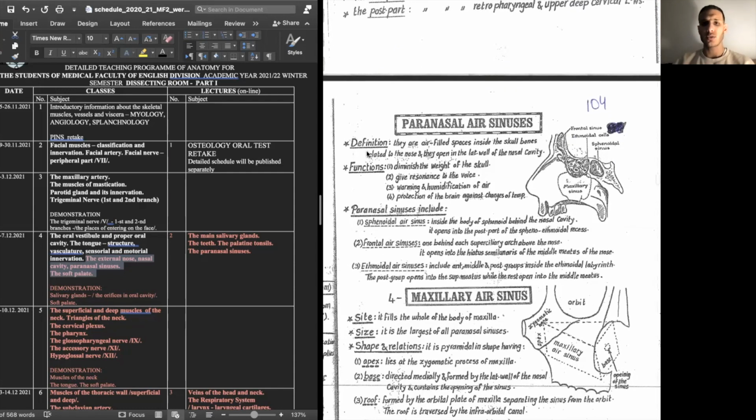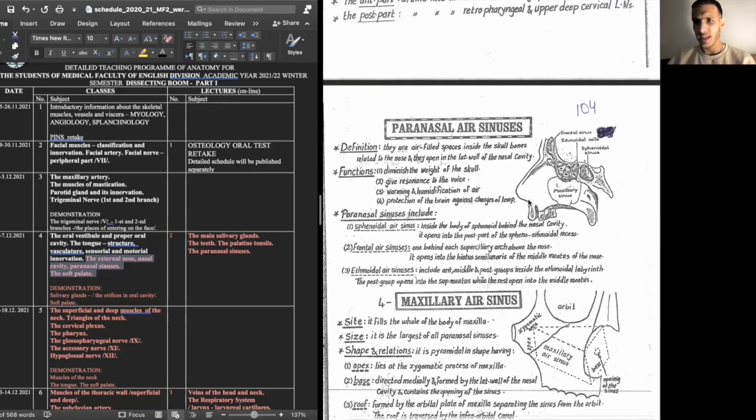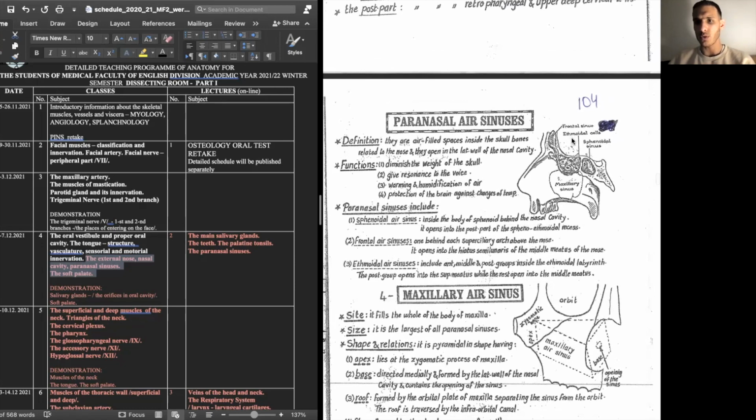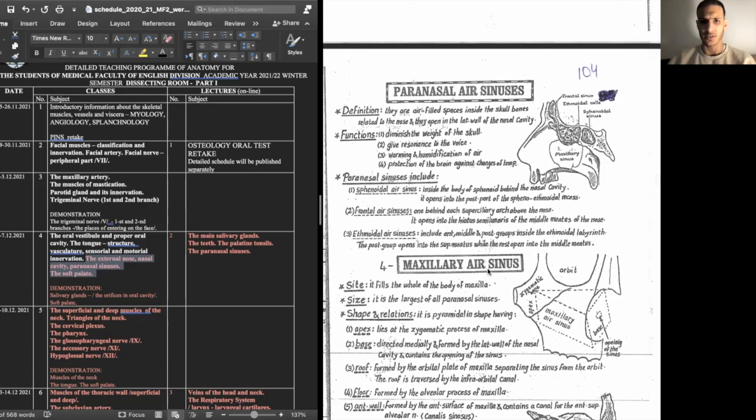Next, we're going to discuss details of the paranasal sinuses, which I already have gone through, but why not? So the definition: they are air-filled spaces inside the skull, linked to the nose, and they open into the lateral wall of the nasal cavity. Functions: they diminish the weight of the skull, give resonance to the voice. Of course, they're spaces so the voice gets amplified, and they humidify air and protect the brain against changes of temperature. They're basically the frontal sinus, ethmoidal sinus, sphenoidal sinus, and maxillary sinus. Frontal within the frontal bone, ethmoidal within the ethmoidal bone, sphenoidal within the sphenoidal bone, and the maxillary within the maxillary bone.